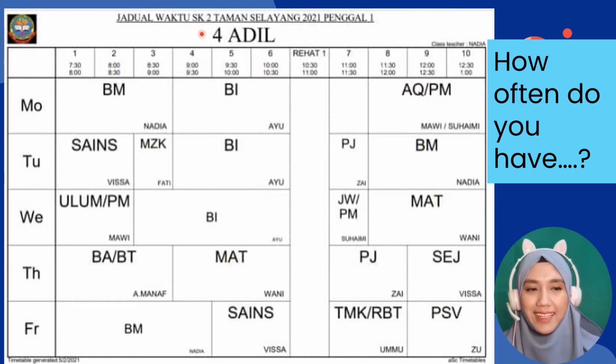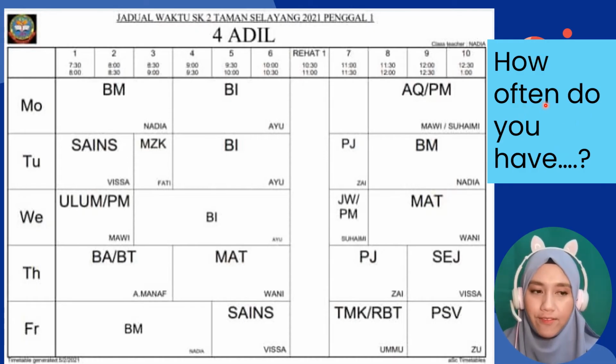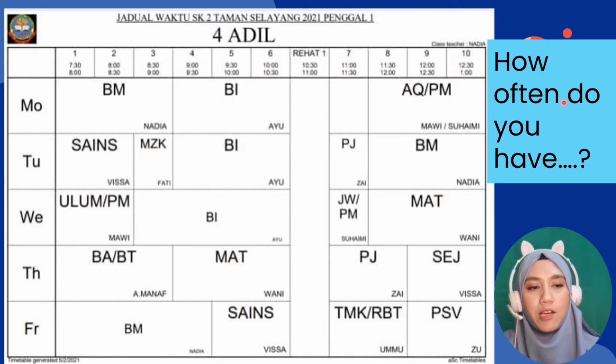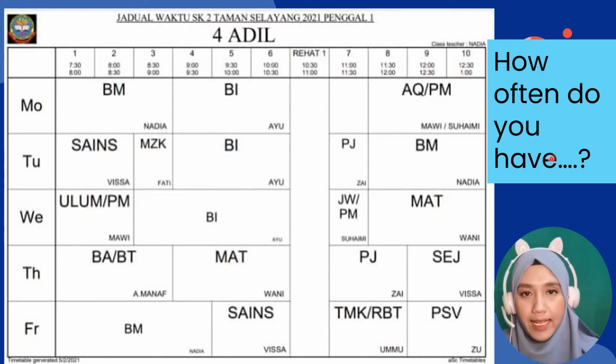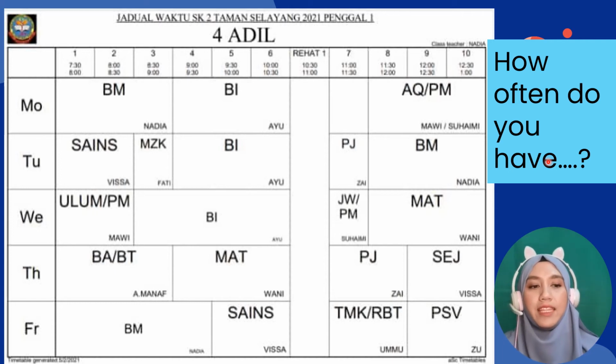Okay class, now repeat after me. How often do you have? How often do you have? How to pronounce this word? Okay, it is pronounced often, often, often with the silent T. How often do you have? Okay, the meaning is berapa kerap anda ada aktiviti tersebut.